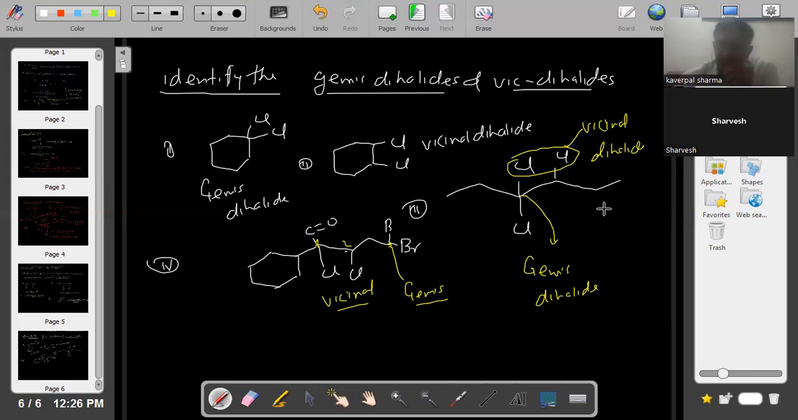Sir, I have a doubt. Do the halogens always need to be on the same side, or can they be on the opposite side in vicinal dihalides? No, it can be opposite also, on any side. But this should be considered. Now, the next question is if this position changes.